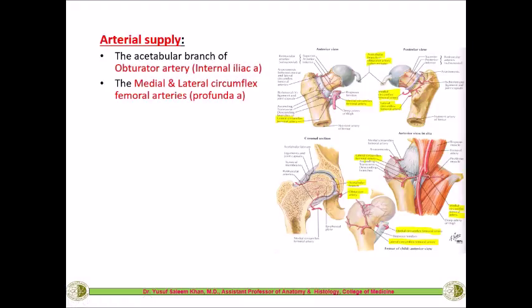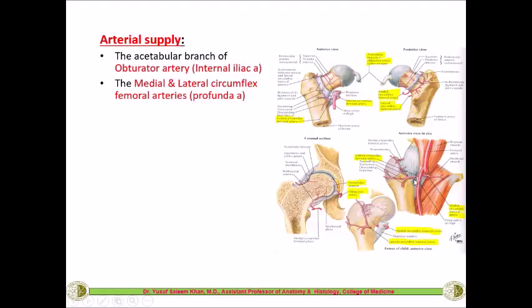Then there are two arteries actually, the medial and the lateral circumflex femoral arteries. If you can see here, this is the deep artery of the thigh, also called the profunda femoris artery, which is a branch from the femoral artery. If you can see here, this is the femoral artery. It gives a big branch which supplies most of the muscles of the thigh. This is called the profunda femoris artery, also called the deep artery of the thigh.